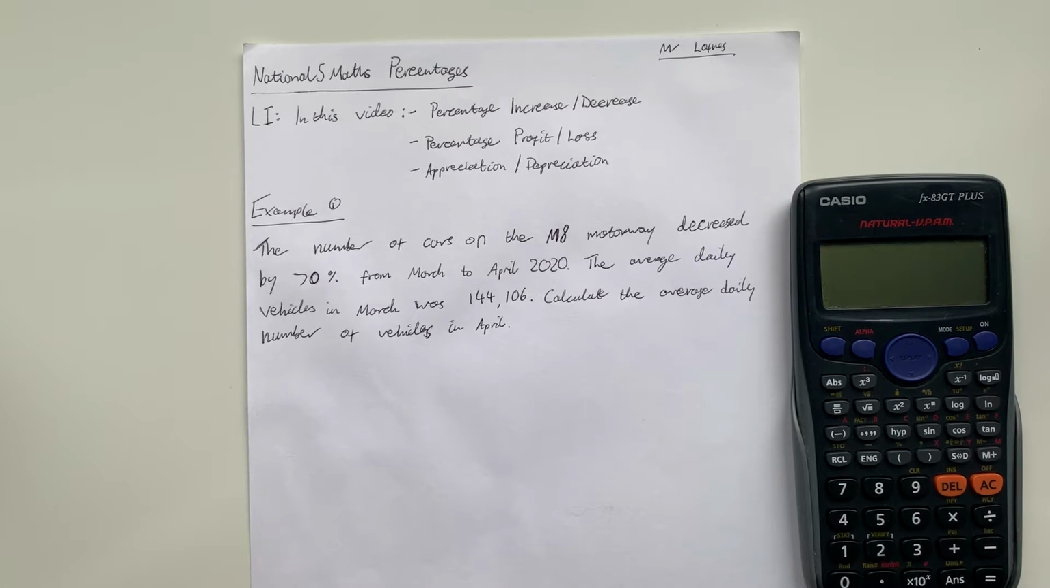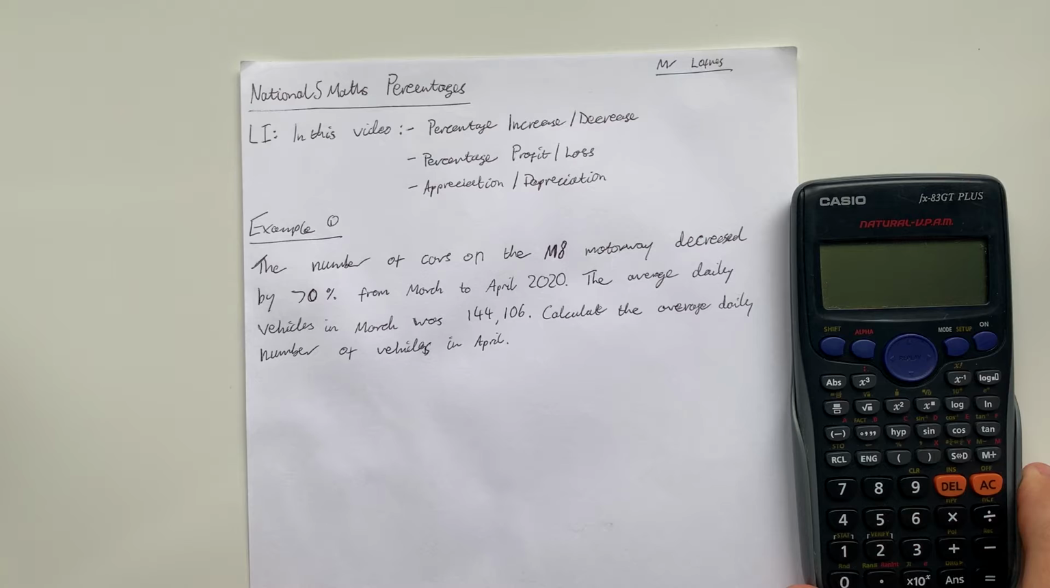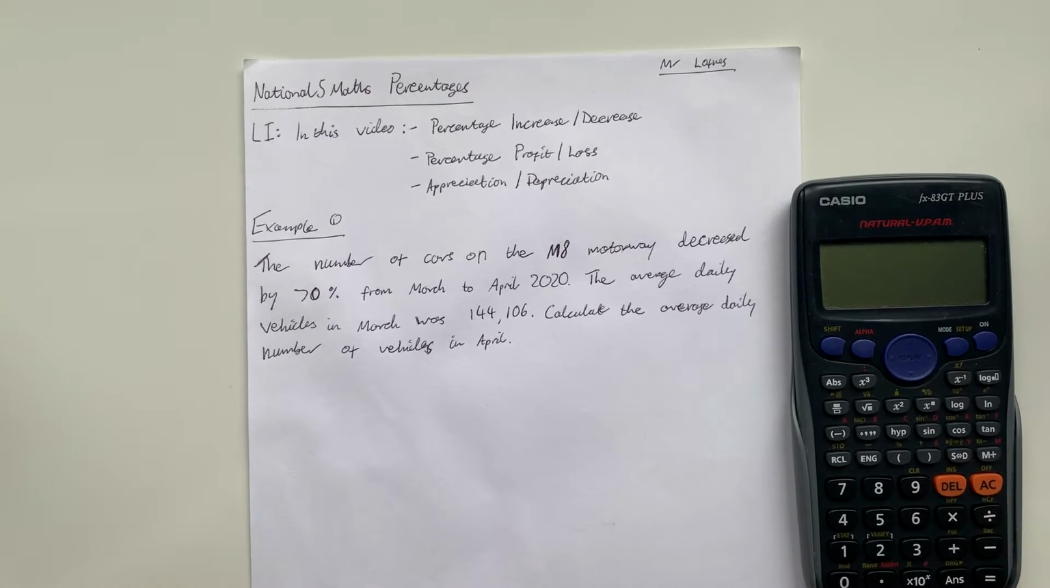So I tried to take a reasonably contemporary example. The numbers here I've taken from the Traffic Scotland website and some statistics I took from The Guardian, so they are reasonably up to date. So we've got the number of cars on the M8 motorway decreased by 70% from March to April 2020. So again, that's an approximate figure. Across the UK, it's round about 70% everywhere. I couldn't find exact statistics for the M8 motorway from Glasgow to Edinburgh, but we'll take those as roughly accurate figures.